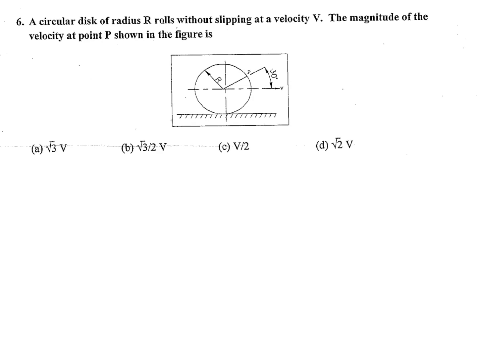This is the Engineering Mechanics question paper, ISRO question paper, Engineering Mechanics part 5. A circular disc of radius r rolls without slipping at a velocity v. The magnitude of the velocity at point P shown in the figure is how much?